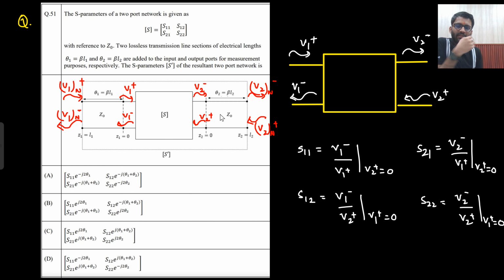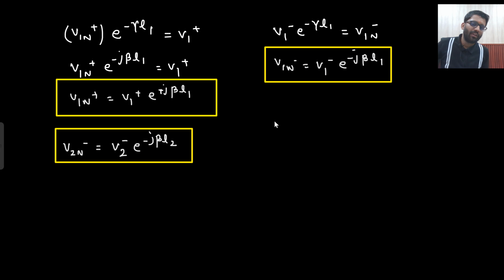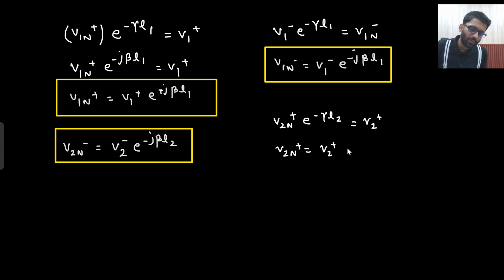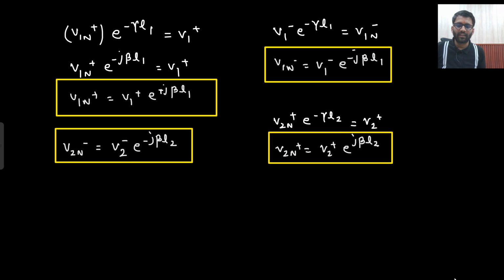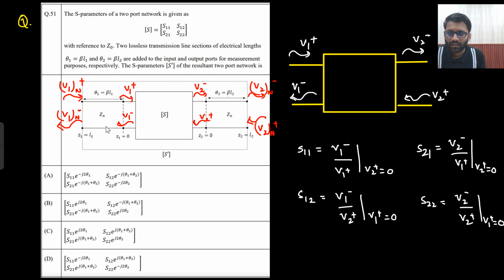And what about this V2 n plus? So V2 n plus, if it travels the distance of L2, you get V2 plus. So what will be your V2 n plus? That would be V2 plus e to the power plus gamma L, or you can say j beta L2. Okay. So this will be your V2 plus. Here j beta L1 they are representing by theta 1. So that we will see.